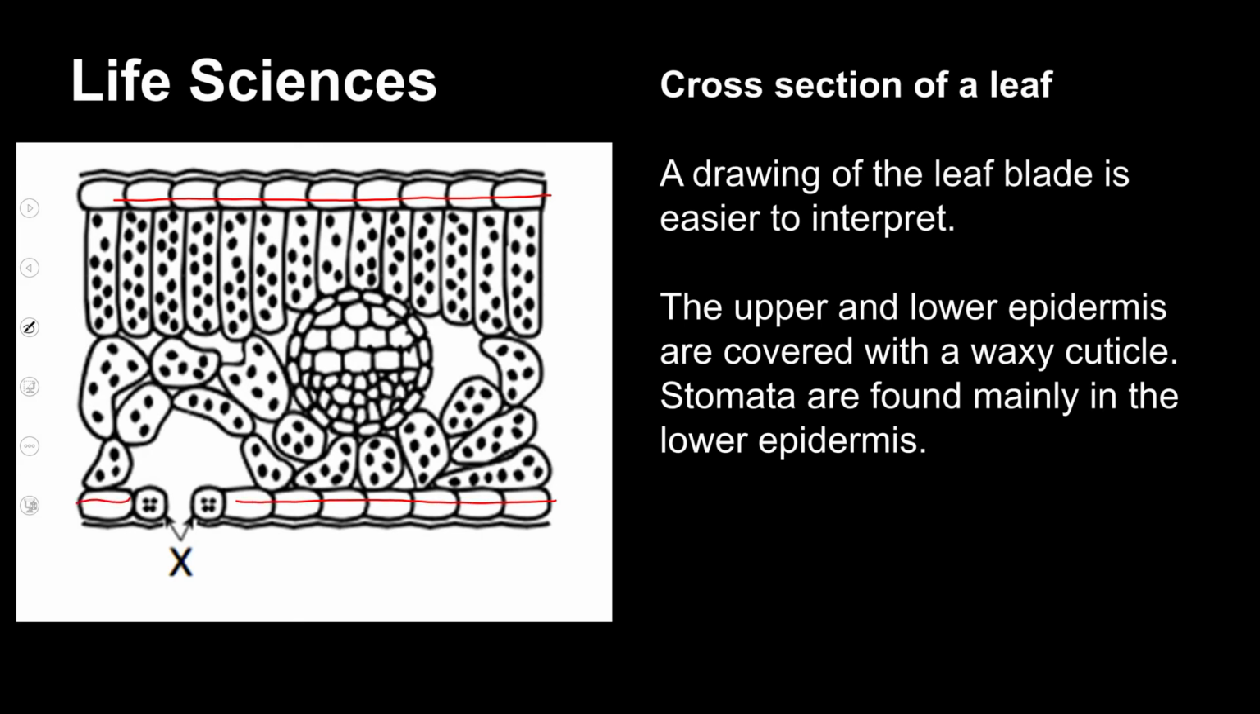Upper and lower epidermis with a stoma so that gas can get into and out of the leaf. Also, we can notice on the upper and lower epidermis, we have a cuticle. Okay, so the epidermis itself is the cells, the cuticle is the waxy covering, and in the epidermis we have stomata.